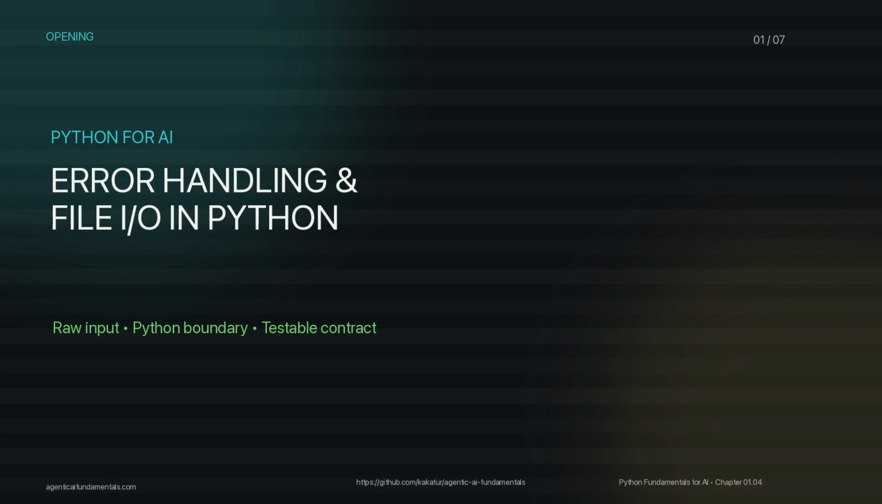Many AI failures start as plain file problems. A config file is missing, a JSON record is malformed, or a CSV row has the wrong field. This lesson loads small files without pretending the input is clean. The code separates file access, parsing, validation, and error reporting. So broken data is visible early.